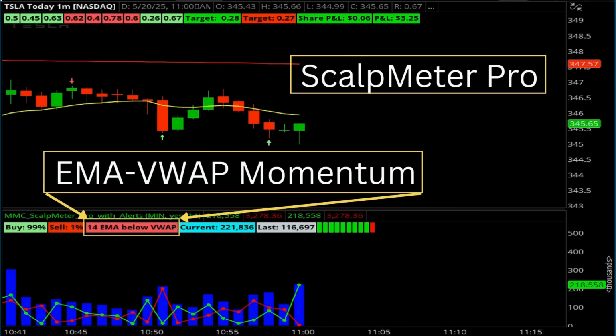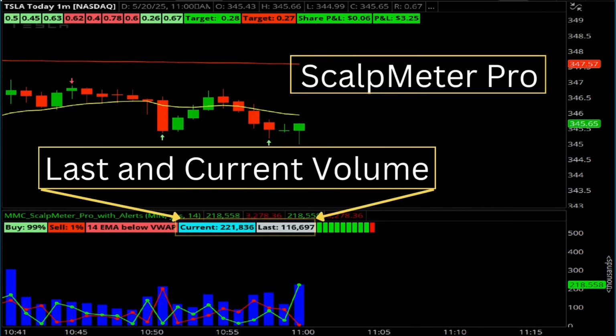Watch the EMA VWAP label closely. When the 14-period EMA crosses above VWAP, a green label appears, suggesting bullish strength may be building. If momentum fades, the label disappears. The same logic applies in reverse. When the EMA crosses below VWAP, a red label appears and stays active while selling momentum persists.